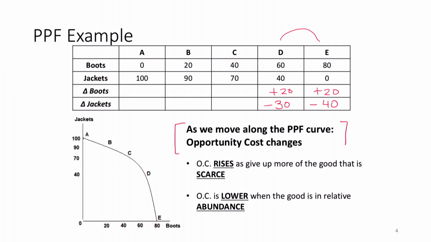So that opportunity cost to get additional boots at point E is going to be high in terms of the amount of jackets that we have to give up. On the other hand, the opportunity cost is going to be lower when the good is relatively abundant. Here, what we're talking about is moving from point A to point B. We have a lot of jackets and no boots. So to produce more boots, the opportunity cost in terms of jackets that we have to give up is relatively low, especially if we compare the movement from A to B to the movement from D to E, where here jackets are scarce, and here, jackets are abundant.